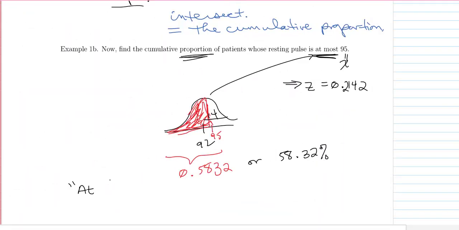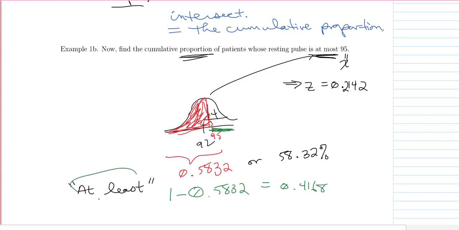If we said "at least," that implies we care about the area to the right, because at least 95 BPM means 95 or 96 or 97 or any number from 95 up. The way we find at least is 1 minus what's to the left: 1 minus 0.5832, which is equal to 0.4168. So keywords are very important here.